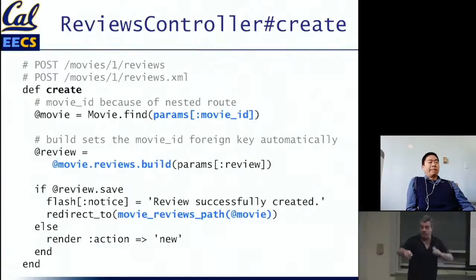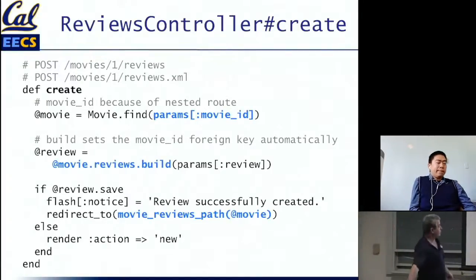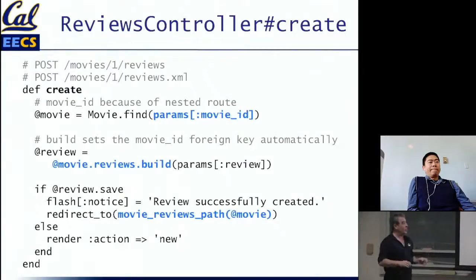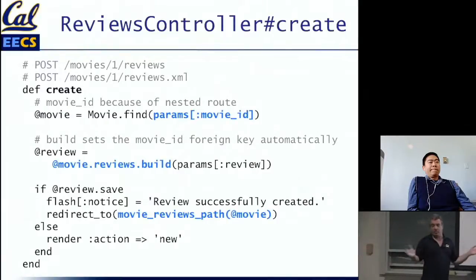Was there, yes? What if you did it this way with the association, but you still wanted to get all the reviews listed out regardless of the movie? Like, what would you do? OK, so the question was, suppose you do everything I just said, but you also want the ability to just list all reviews, like all reviews ever, regardless of which movie they belong to.